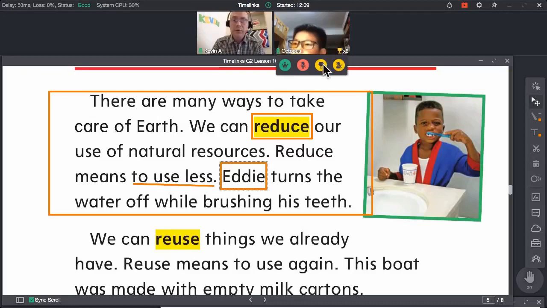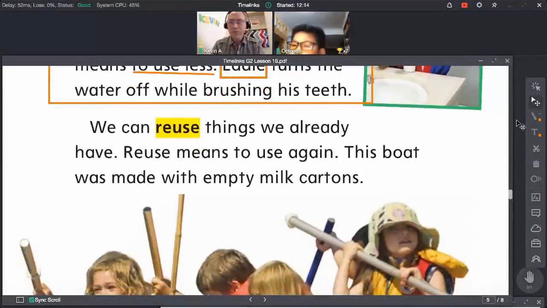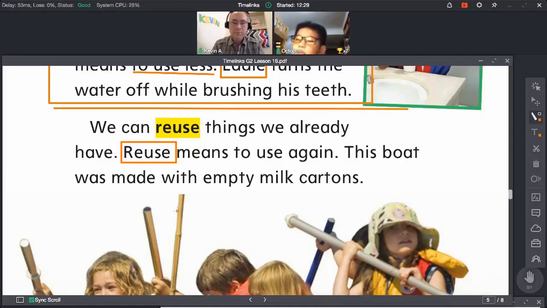Let's go to the next paragraph. Can you read it? Okay. We can reuse things we already have. Reuse means to use again. This boat was made with empty milk cartons. Excellent reading. How do you say this word? Reuse. That's our second vocabulary or third vocabulary word today. Reuse means what? Reuse means to use it again.